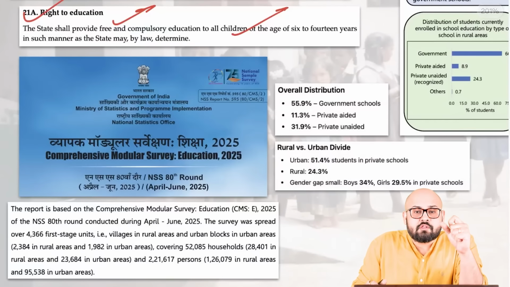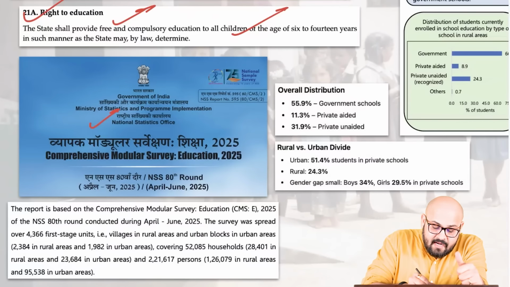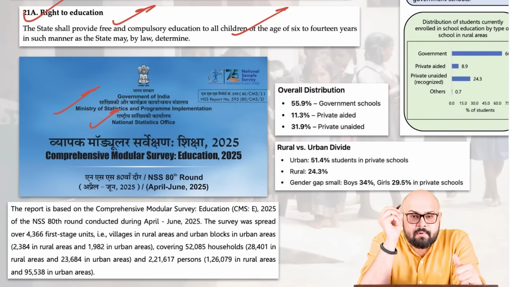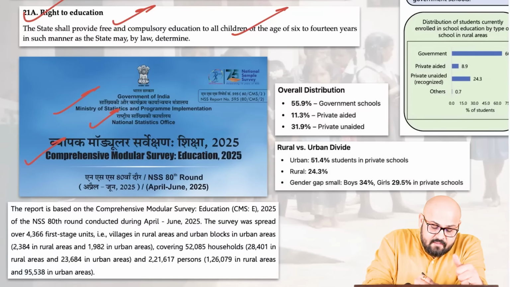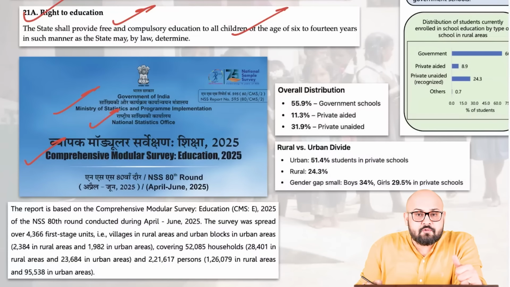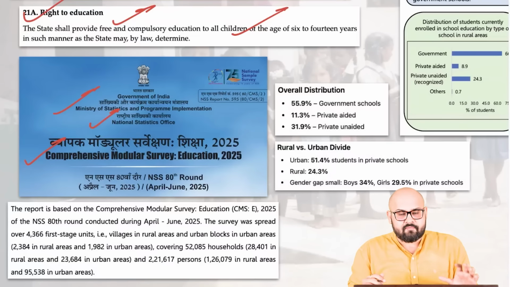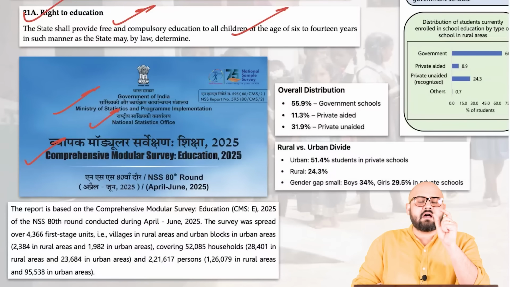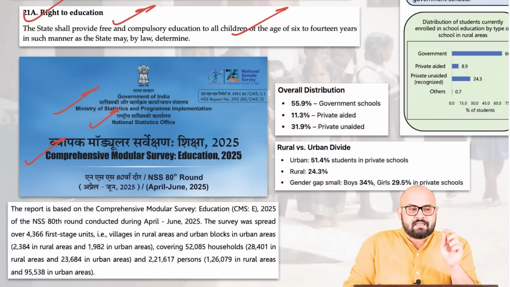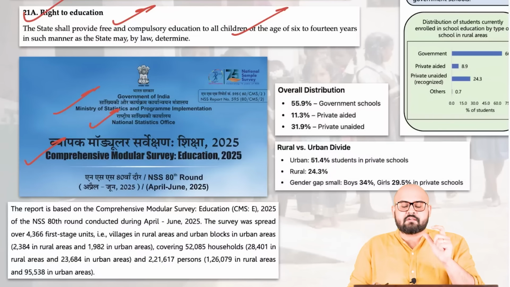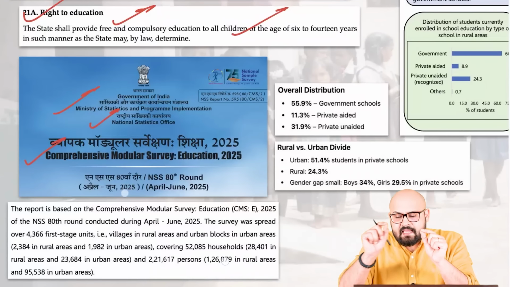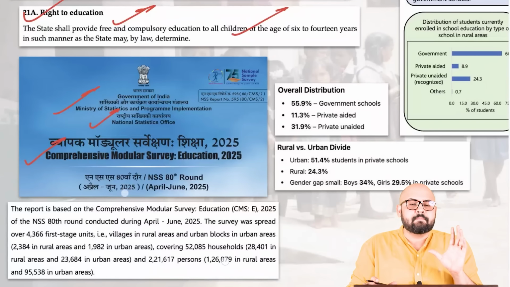Now, that is how you also use the information primarily for the prelims aspect. So we have the National Statistics Office, which forms a part of the Ministry of Statistics and Program Implementation. And this is the Comprehensive Modular Survey with respect to education 2025, and the time duration is April to June 2025. Now, since it is a survey, you'll have to understand that it does not give us the real picture. It gives us an indicative picture. That is one thing which is very important to understand.